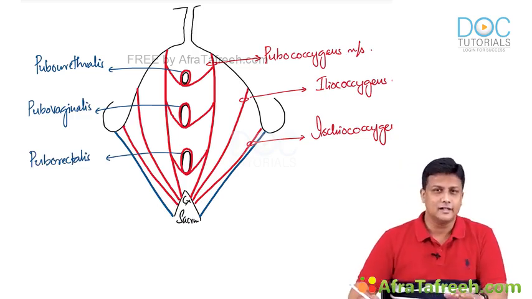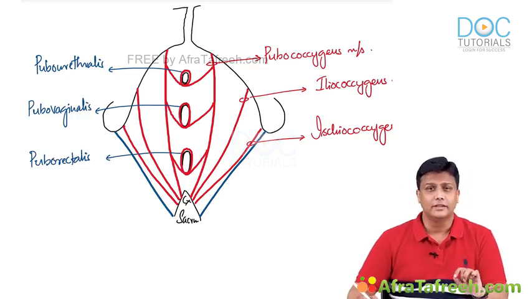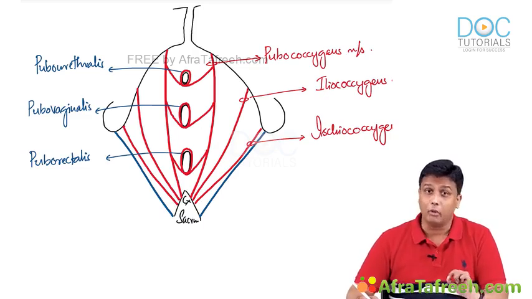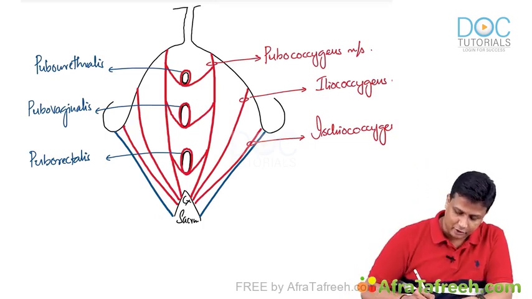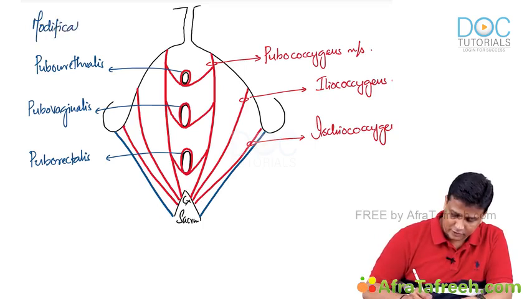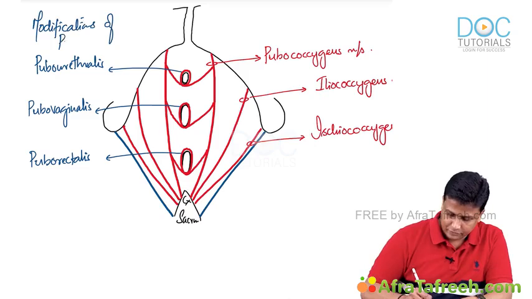And already this has been tested in your exam. These three muscles are the modifications of which one? And from our diagram, there is no doubt about that. These three are nothing but the modifications of the muscle which is the closest one to that one. So these three are modifications of pubococcygeus muscle.